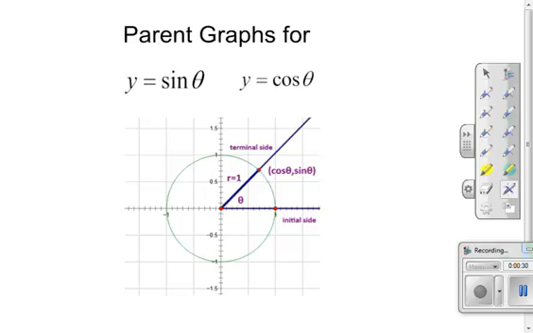Be on the lookout as you move through the unit for the idea of the periodic nature of these graphs, which is something you probably haven't seen before. It's kind of inherent in many of the trig graphs.